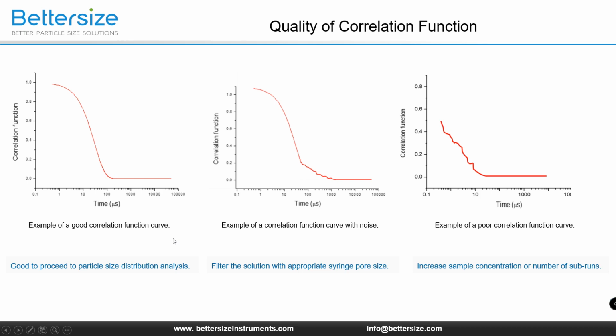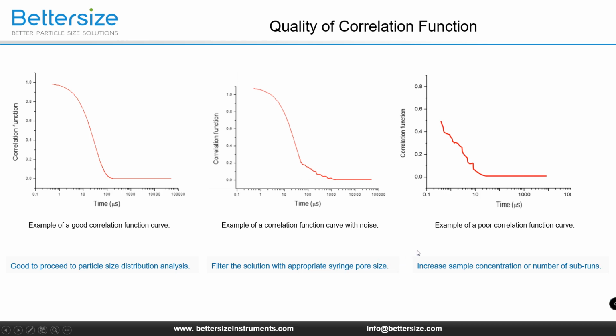As shown in the left figure, if the correlation curve is a smooth curve exponentially decaying from 1 to 0 without the presence of noise, it suggests that the correlation was well performed and it is good to proceed to the particle size distribution analysis. However, if the curve is still overall smooth with some level of noise, as shown in the middle figure, it might be due to the presence of impurities in the samples that affect the repeatability of the results. Under this scenario, the operator can filter the sample solutions again with the appropriate syringe pore size to remove the impurities, such as big dust particles in the solutions.